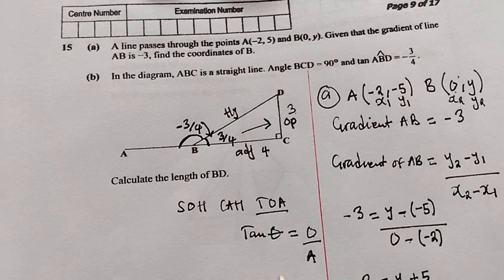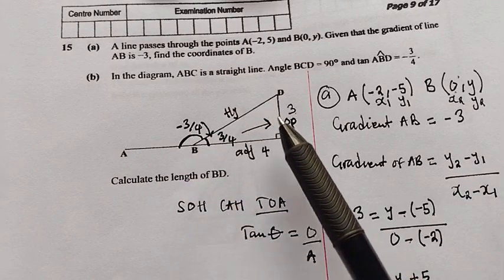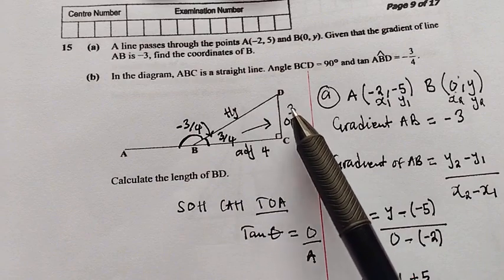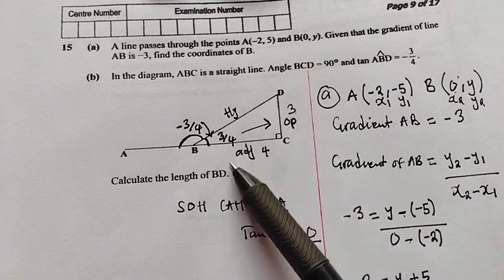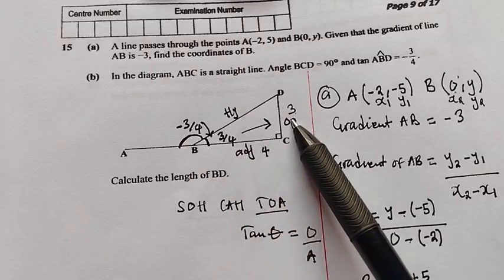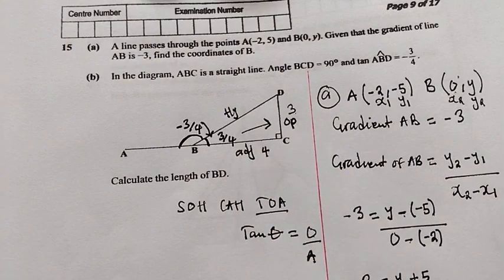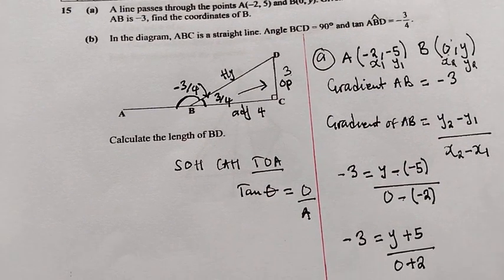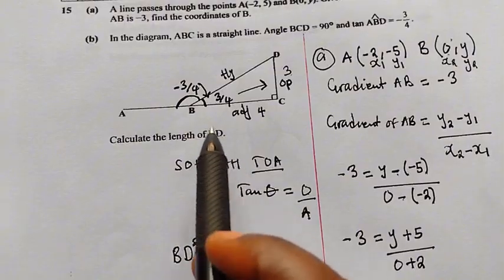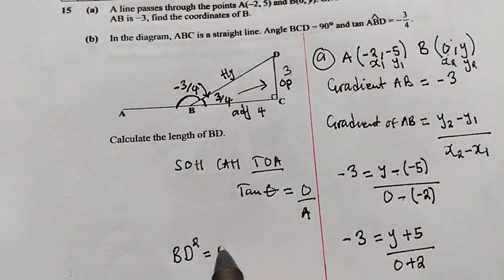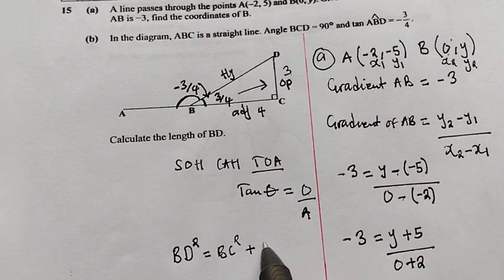Okay, so since this is the hypotenuse, if you are finding the hypotenuse using the Pythagoras theorem, you have to add the sum of the squares of the adjacent sides. That's what we do. So what are you going to do right here? To find BD, this will be BD squared is equal to BC squared plus CD squared, like this.